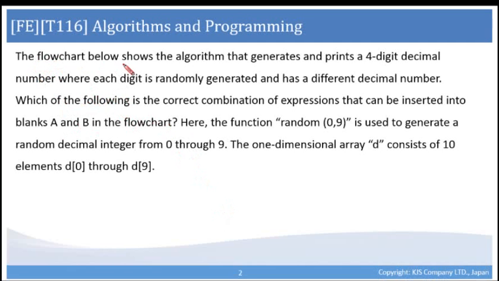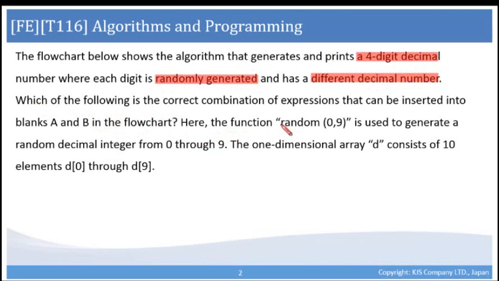But the flowchart below shows the algorithm that generates and prints a 4-digit decimal number where each digit is randomly generated and also has a different decimal number to previous ones. Which of the following is the correct combination of expressions that can be inserted into A and B in the flowchart? These are shown on the next slide.